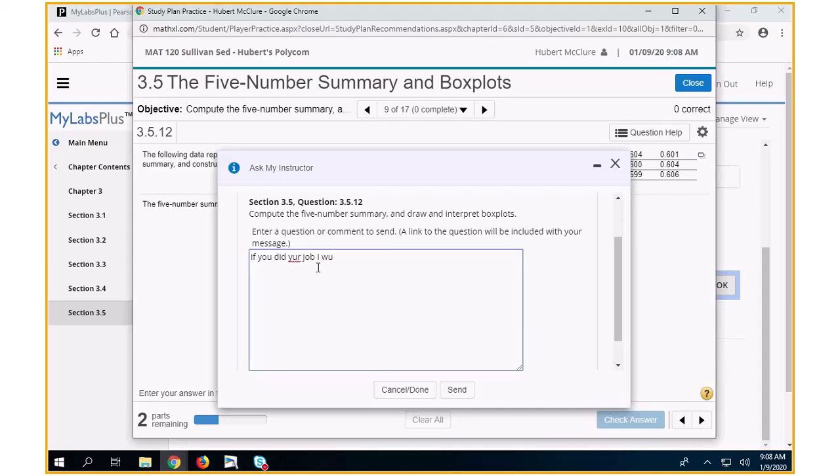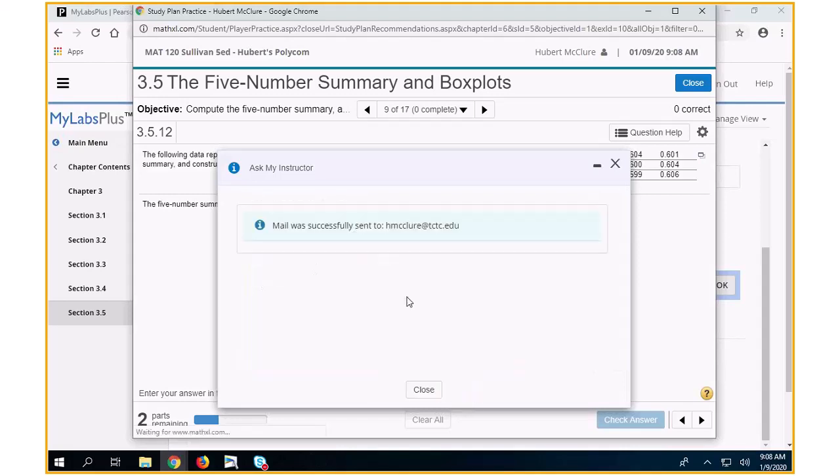I wouldn't have to email you. Now, why am I doing this? I'm not trying to be funny. I'm just showing you that it's real time. Send, and you don't even have to do that. Some of you lazy people that can't type a few words, you can just send it, okay?